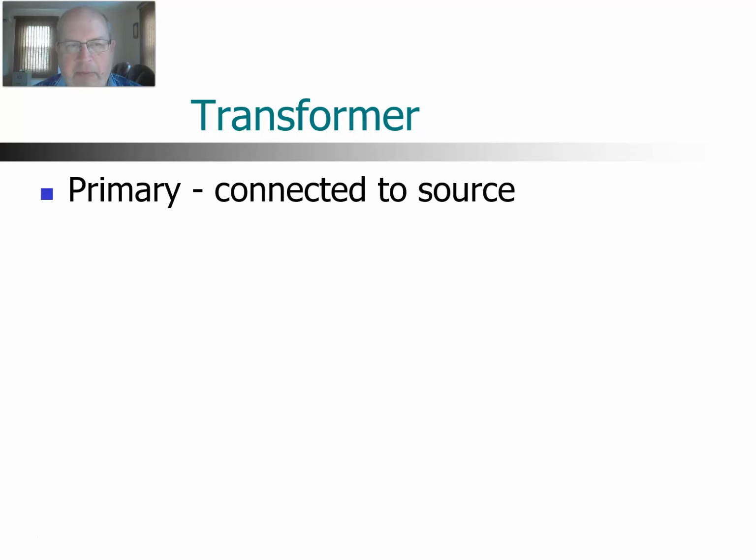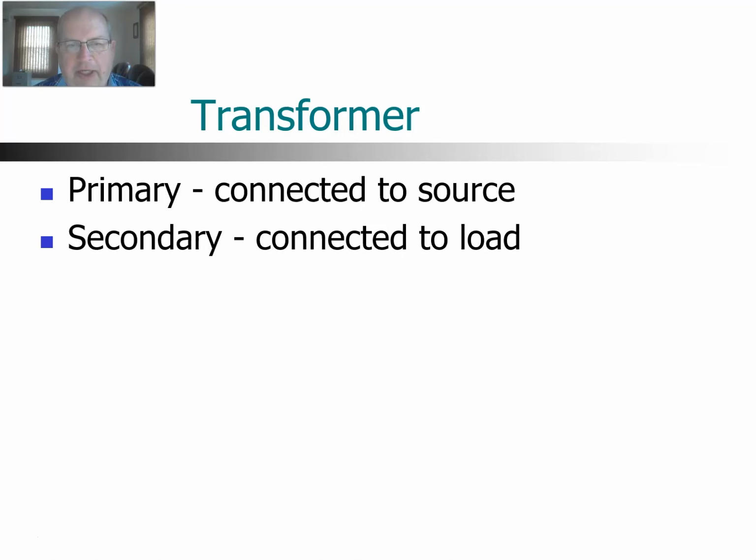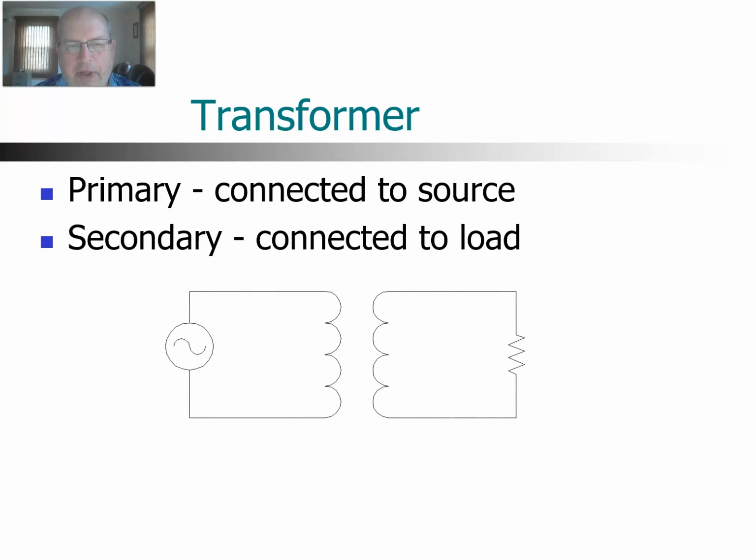So the part that's connected to a source that creates the magnetic field, that's called the primary. And the part that's connected to the load is referred to as the secondary of the transformer. Since we usually have signal flow from left to right in the schematic, in most cases the left-hand portion of the transformer will be the primary and the right-hand portion will be the secondary.